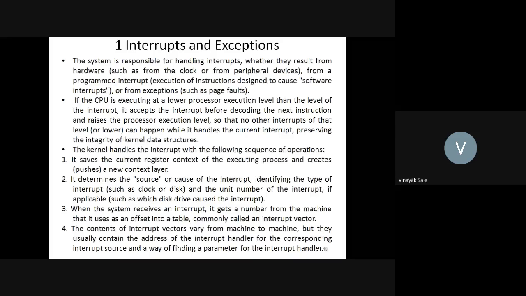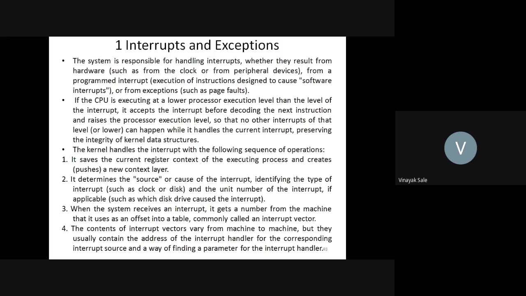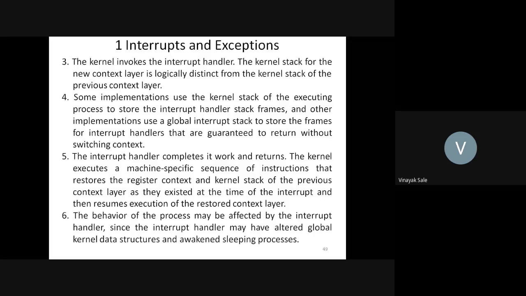When the system receives an interrupt, it gets a number from the machine that it uses as the offset into a table, commonly called an interrupt vector. The components of the interrupt vector vary from machine to machine, but they usually contain the address of the interrupt handler for the corresponding interrupt source and the way of finding parameters for the interrupt handler. So the kernel invokes the interrupt handler.